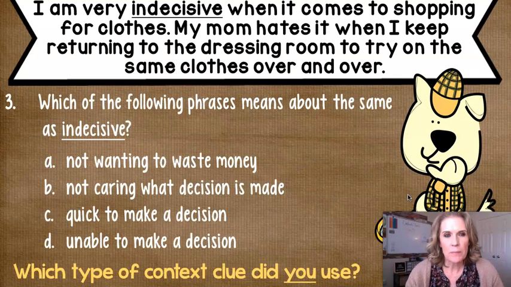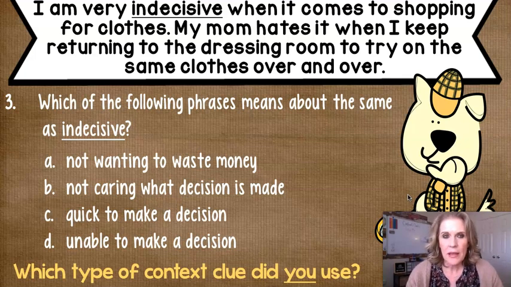Here's another example. I am very indecisive when it comes to shopping for clothes. My mom hates it when I keep returning to the dressing room to try on the same clothes over and over. Which of the following phrases means about the same as indecisive? Do you think it's A, not wanting to waste money, B, not caring what decision is made, C, quick to make a decision, or do you think it's D, unable to make a decision?